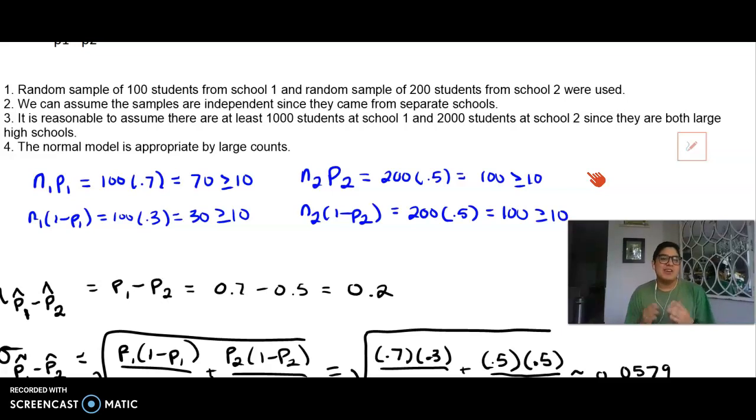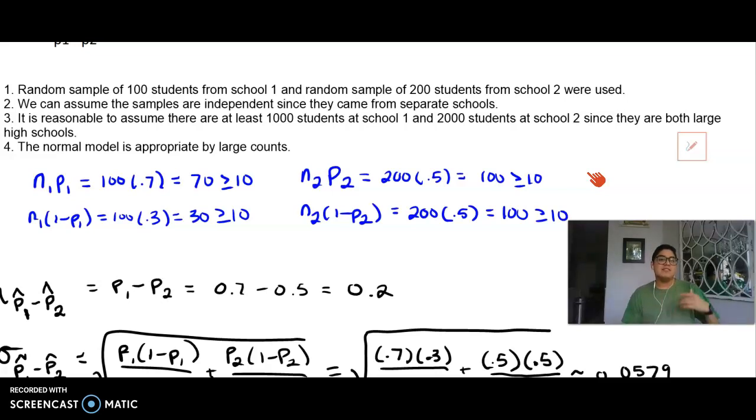So let's take a look at the first condition, stated random, and we were told that we used a random sample of 100 students from school 1 and a random sample of 200 students from school 2, and that was told to us in the form of an SRS. Next up, we check independence between the schools, and I'd say it's reasonable to assume the schools are independent of one another since they came from separate schools.